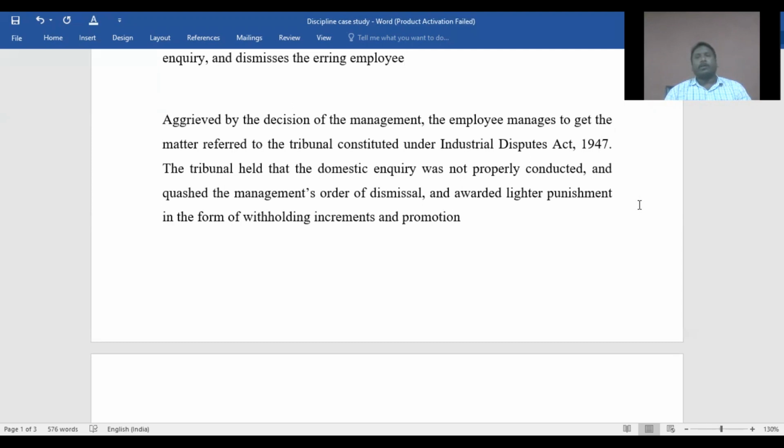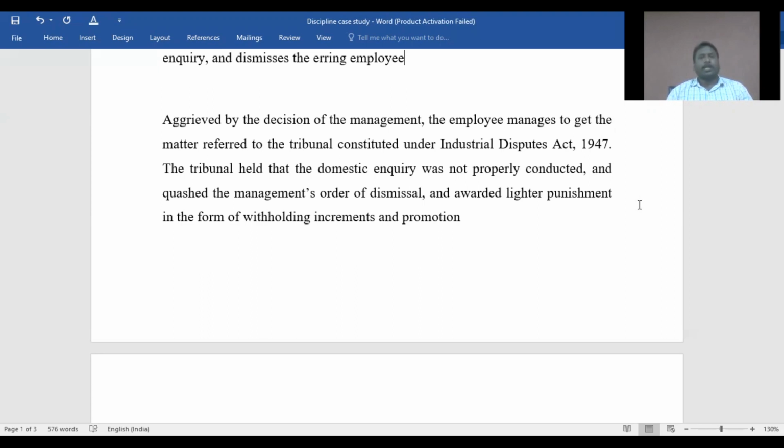So this employee goes to the tribunal court, and he manages to get the matter referred to the tribunal court as per the provisions under the Industrial Disputes Act 1947. After taking up this issue, the tribunal found that the domestic inquiry conducted by the person appointed by the company was not properly done.